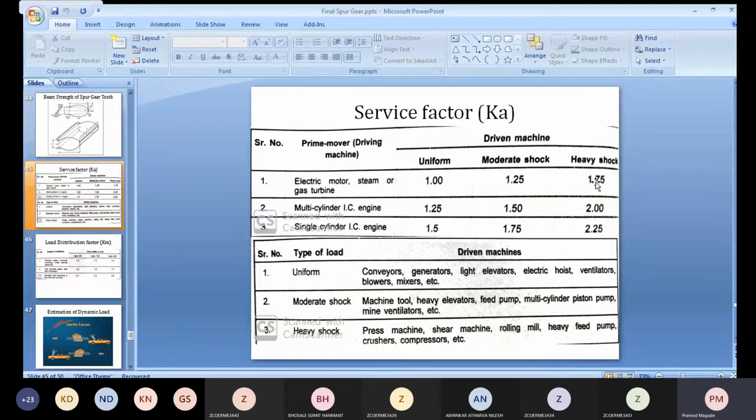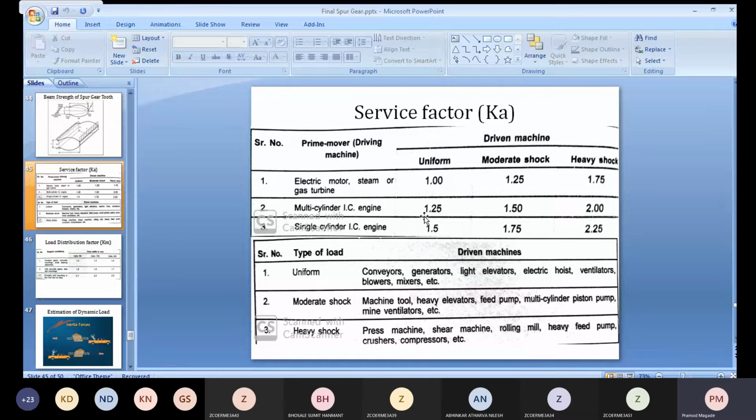Then, in case of the uniform load, what machines are there? Uniform conveyor, light elevator, hoist machines, ventilators, blowers, mixers. All the things are uniform. Moderate means machine tools, heavy elevators, feed pumps, cylinders, pistons. Heavy shock means press machines, shear milling or shear machines, and all that. From an engineering point of view you must know that the driven machines are categorized into three parts: uniform, moderate, and heavy. On the basis of that, we'll have to find Ka.